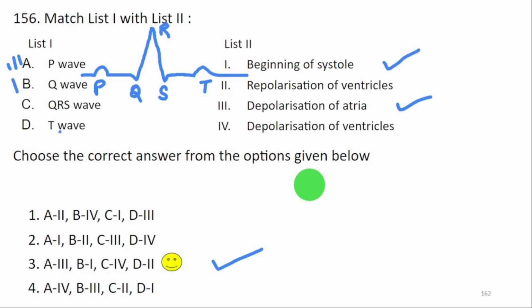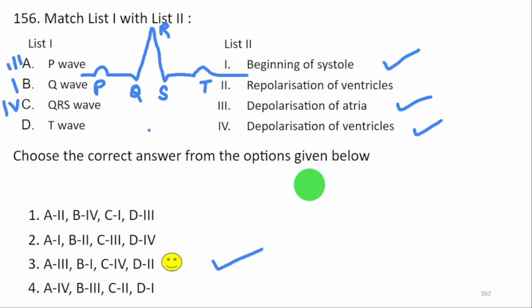B is 1. Then QRS. This indicates now the electrical impulses have reached the ventricles. So this indicates depolarization of ventricles. So QRS, this whole complex indicates depolarization of ventricles. C is 4.